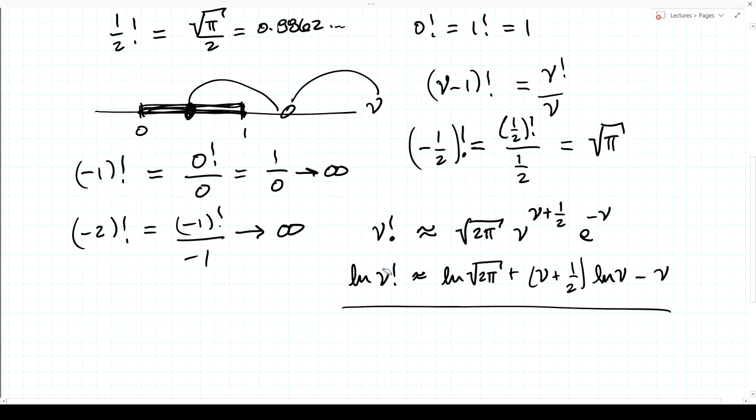And most software packages like Scilab, MATLAB, etc. will have functions that can calculate nu factorial, as we already talked about, but they'll usually have some function to directly calculate this logarithm, which can be very useful.